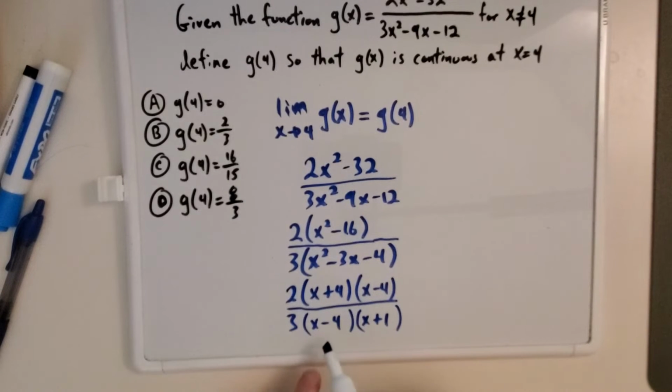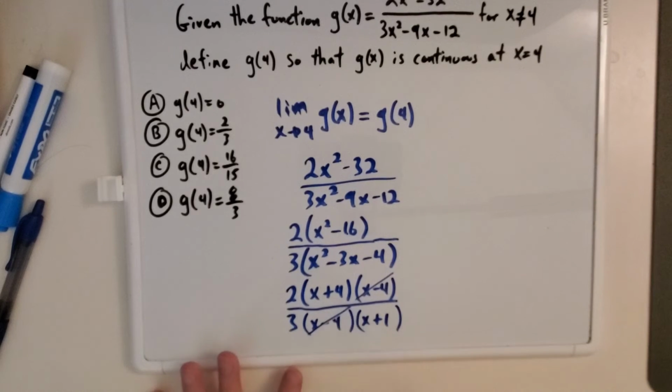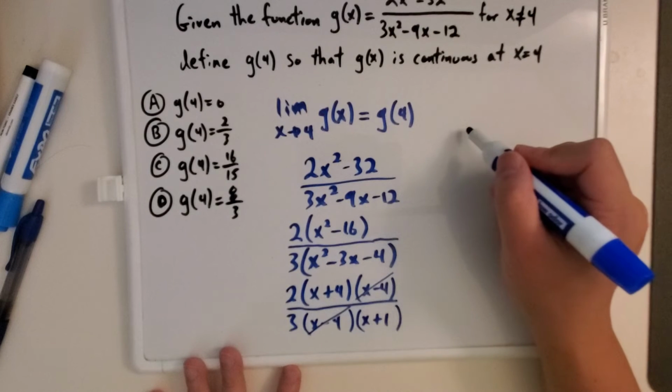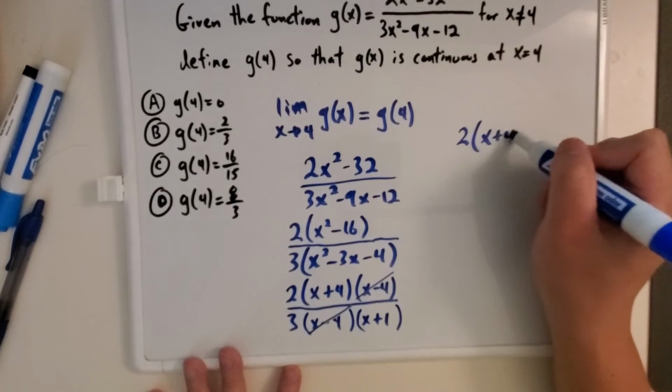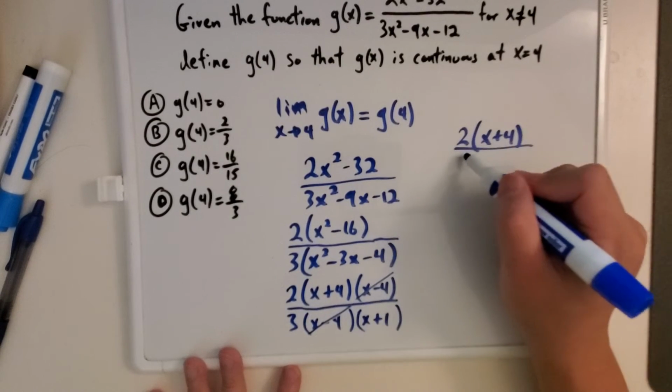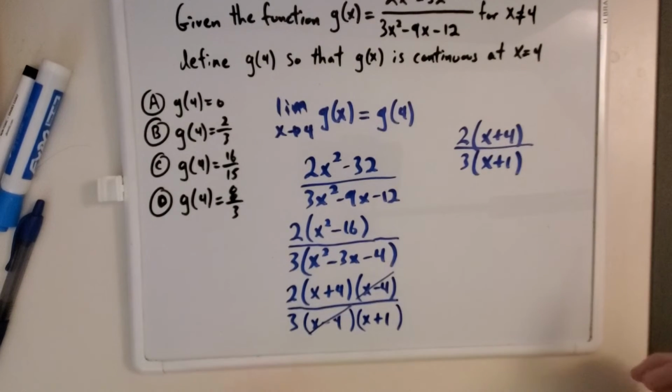Now we can see why x cannot be 4, because if you plugged in a 4 here directly, we would get a 0 in the denominator. So now we can cancel this out. We can cancel out the x minus 4. And then let's just rewrite what we have left. So we have 2 times x plus 4 over 3 times x plus 1.